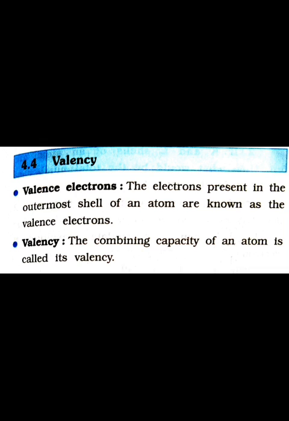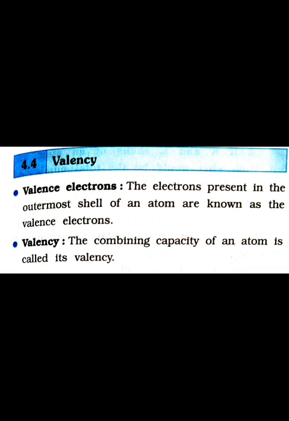For example, if any atom has 7 electrons in the outermost orbit, to attain the octet state, that atom needs one more electron. That means there are a total of 7 electrons. So to obtain 8 electrons, one more electron has to be added. So that atom takes part in a chemical reaction to gain 1 electron and become the octet state.